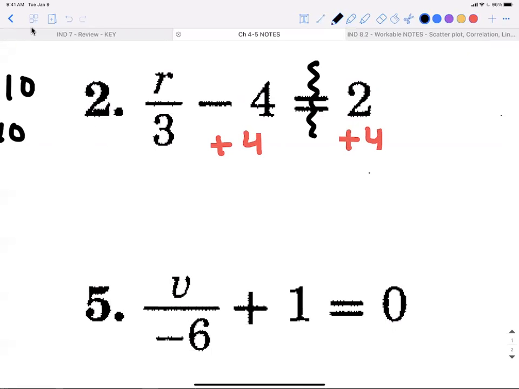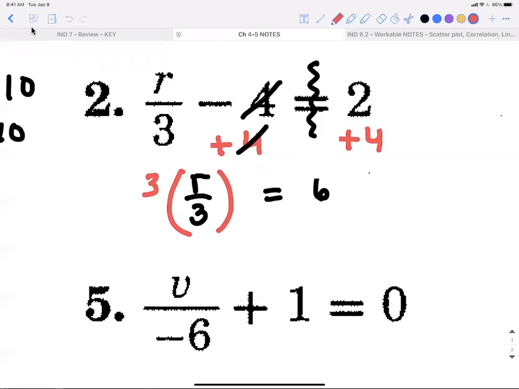And when we do that, the r over 3 is all that's left over there because that's gone. And then 2 plus 4 is 6. Now we're just left with what we had yesterday, which is a simple equation tied up in division. So we multiply by the denominator. What we do to one side, we do to the other. The 3 and the 3 reduce to a 1, which is what we wanted. And then 6 times 3 is 18.